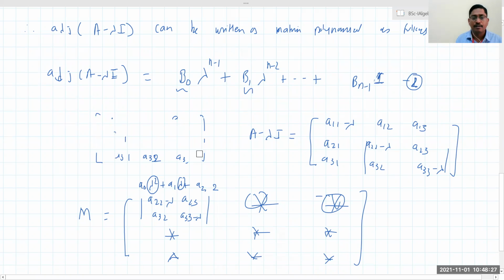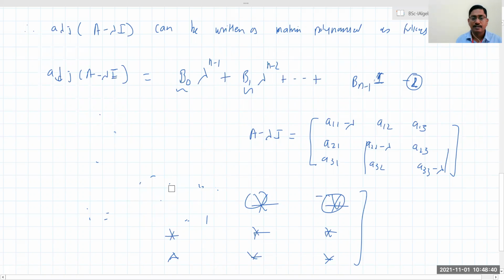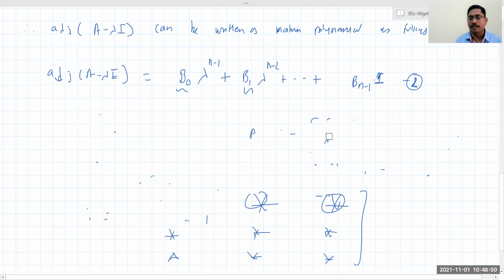While calculating the adjoint of a matrix, you are calculating cofactors, and while calculating cofactors, you are calculating minors. Each minor is a polynomial of at most degree n minus 1 in the variable lambda. So why not collect the coefficients as matrices and lambda's powers? Lambda raised to n minus 1 is taken common and the remaining n by n matrix is multiplied. That is called a matrix polynomial.